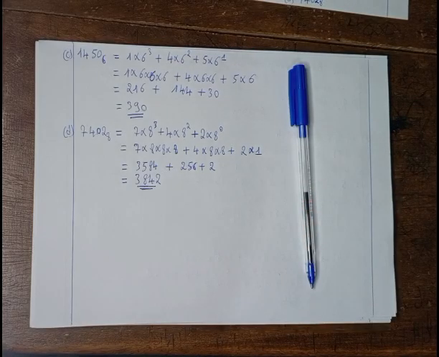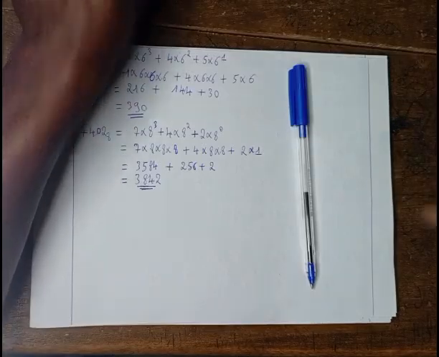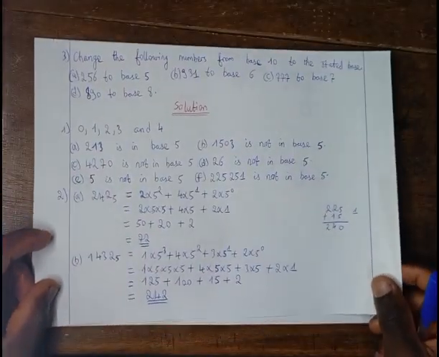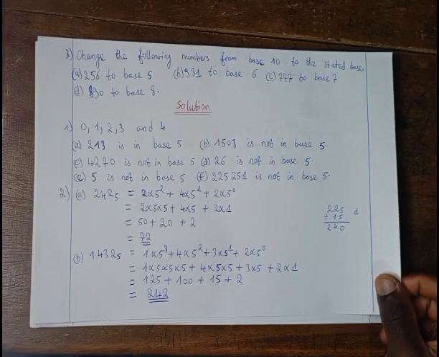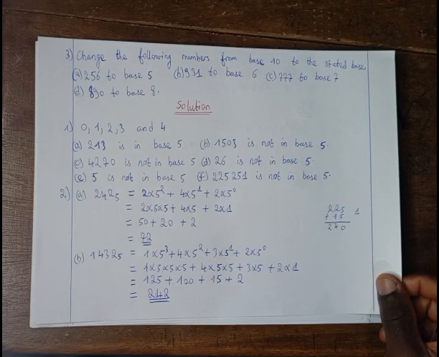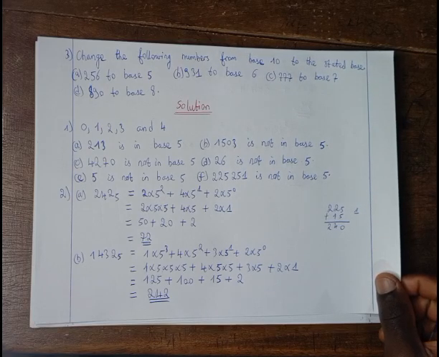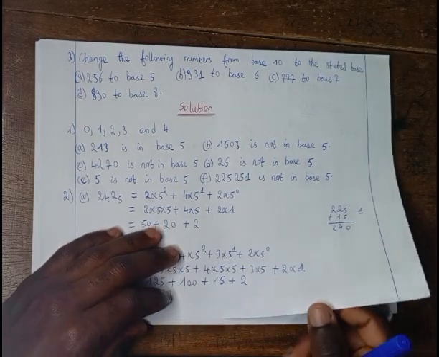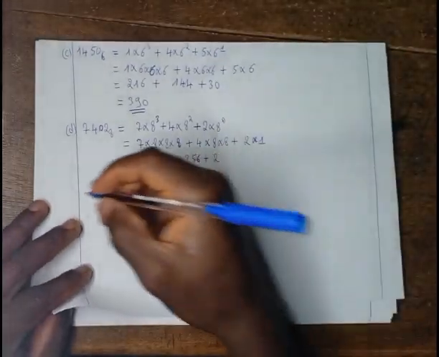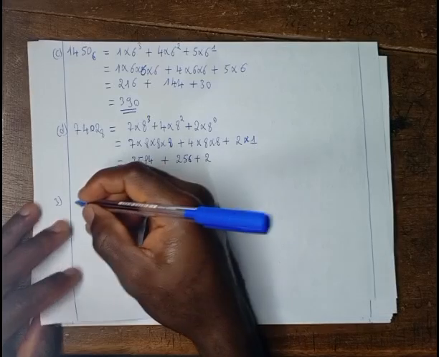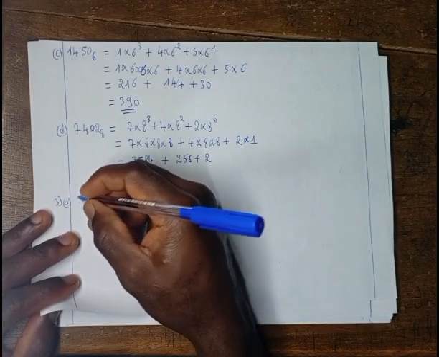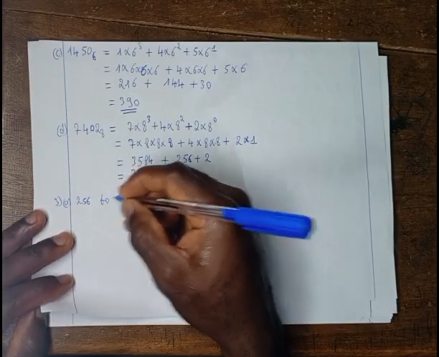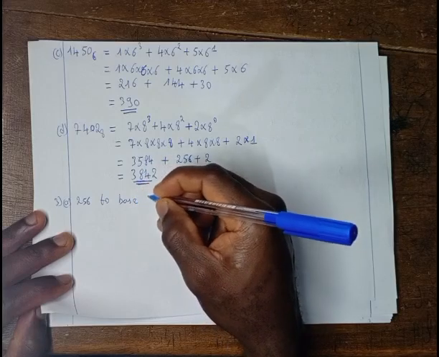Next, we go now to the next set of questions. We have question 3, which says change the following numbers from base 10 to the stated base. For the first one, here we have the number 256. We have to change this number to base 5. Here we have the number 256 to base 5.